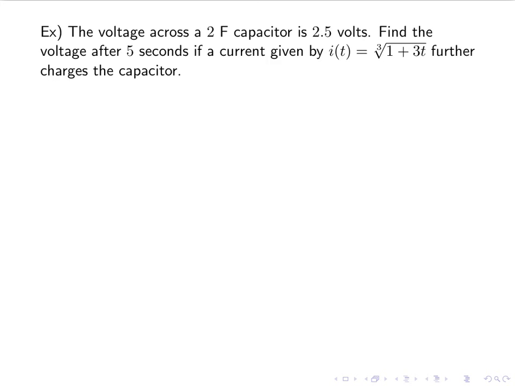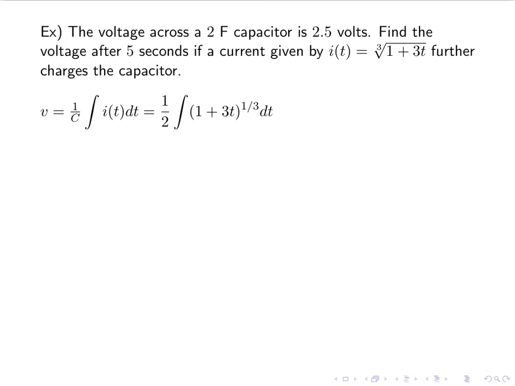So let's try another one. The voltage across a 2F capacitor is 2.5 volts. Find the voltage after 5 seconds if a current given by I of t equals the cubed root of 1 plus 3t further charges the capacitor. So we're going to use the equation that V equals 1 over C times the integral of I of t dt. And that was one of our givens. We'll plug in I of t.